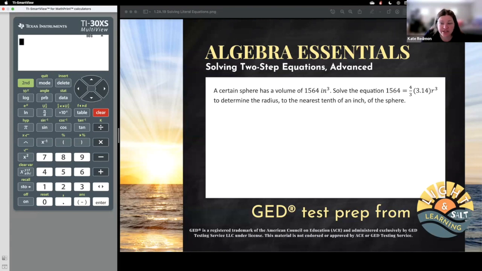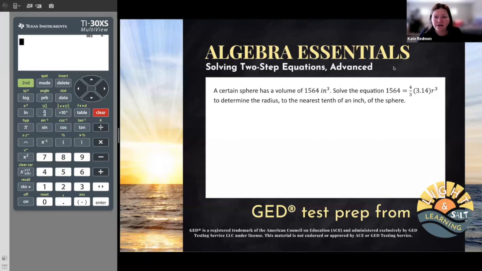Hey, algebra students, let's take a look at this example that looks really challenging, but is actually a lot easier than you would think if you have your calculator. See how I have my calculator? If you don't have yours, go pause this video, go grab your GED calculator. That's the TI-30XS MultiView, because it is going to save you on this problem here. Well, let's take a look.